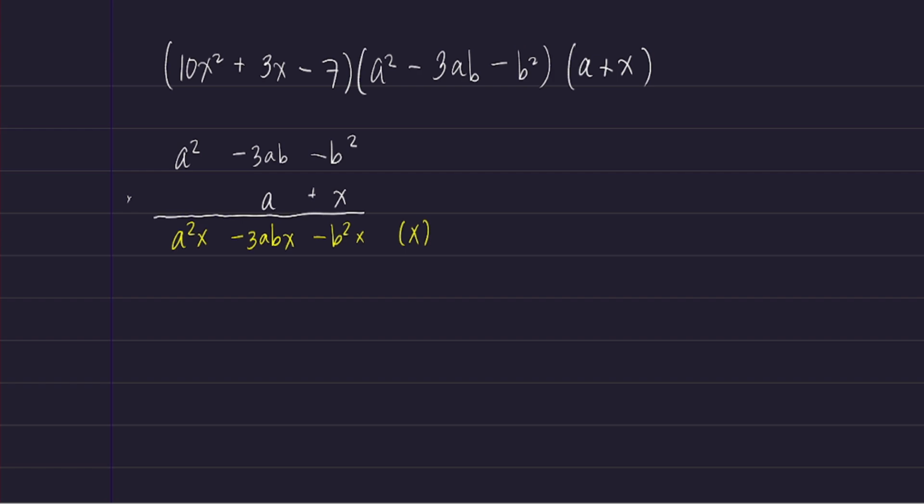Next ay sa a naman. Okay. So, i-align natin yung magiging product dito sa part na yan. So we have a times negative b squared, which is equal to negative ab squared. Next, we will multiply a sa minus 3ab. So, magiging negative 3a squared b siya. Since meron siyang a dito and meron kang a dito, parang magiging 1 to and 1 to.